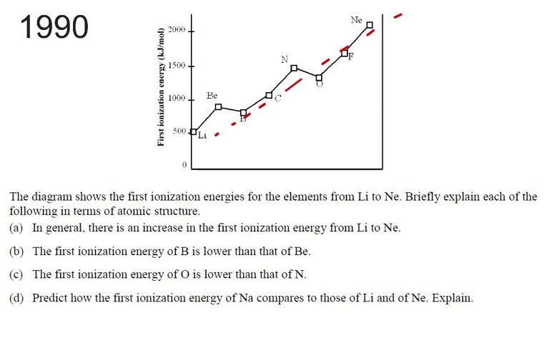Part B, the first ionization energy of boron is a little bit lower than that of beryllium. So explain why you have that little jag in the uphill thing. Third part, the first ionization energy of oxygen is a little bit lower than nitrogen. And the last thing is predict how the first ionization energy of sodium compares to lithium and neon.